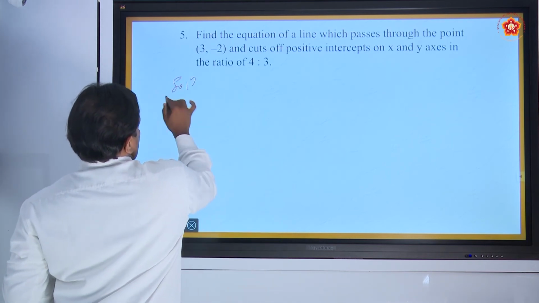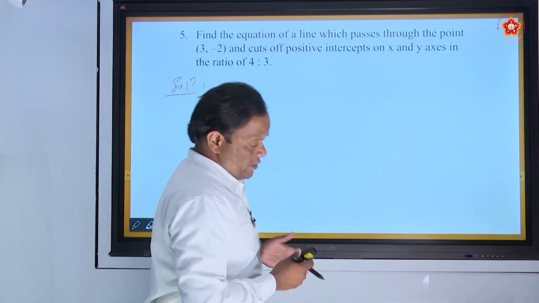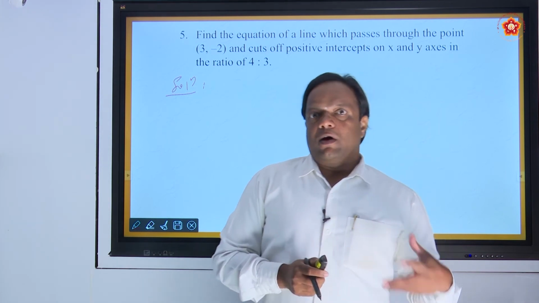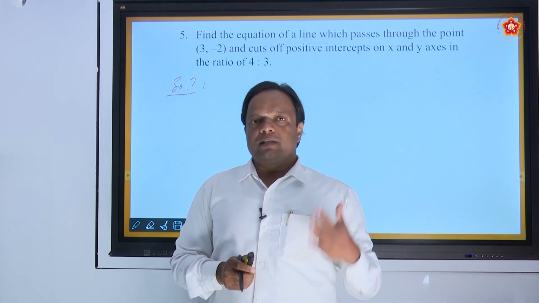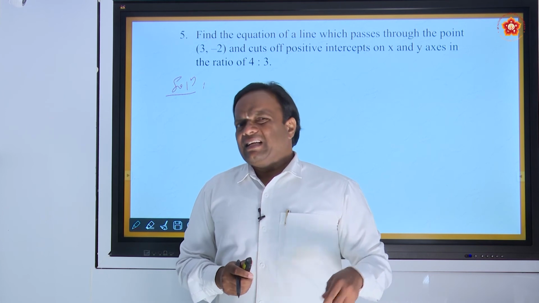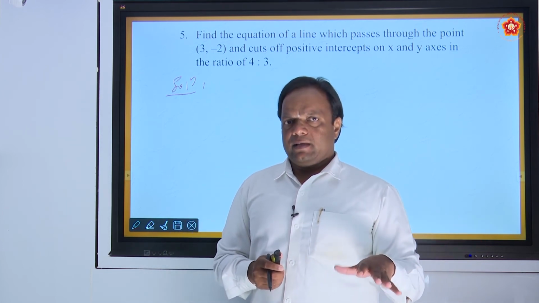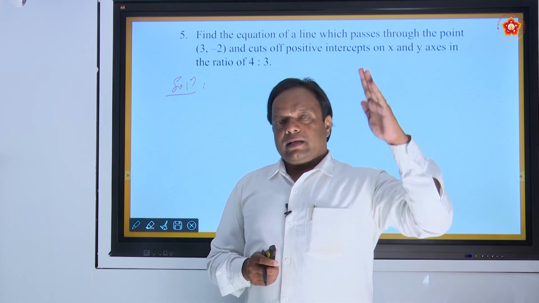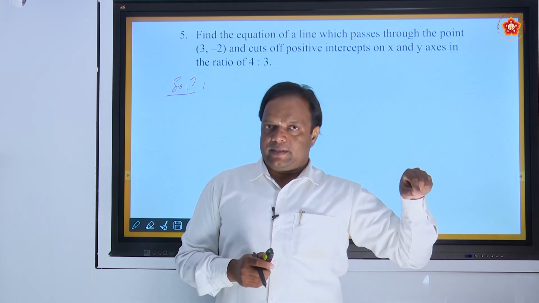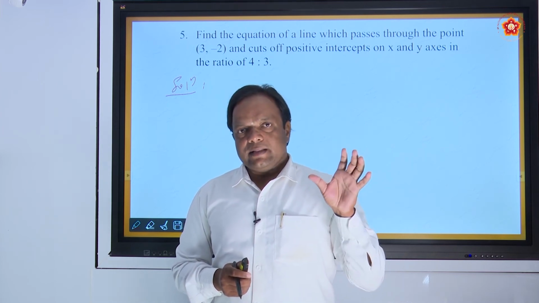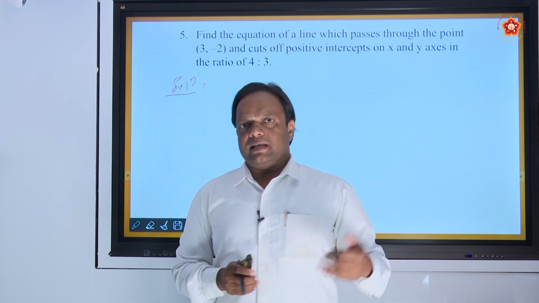Solution. This problem is given with some ratio and passing through a point, a knowledge question. Read the question carefully: what is given, what you have to find. Clearly you have to find the equation of a straight line. The condition is that the line passes through some point and the intercepts are given in a ratio. Taking that condition, you have to write the equation of the straight line.